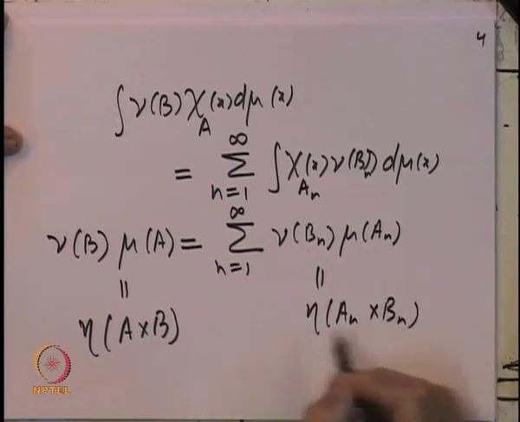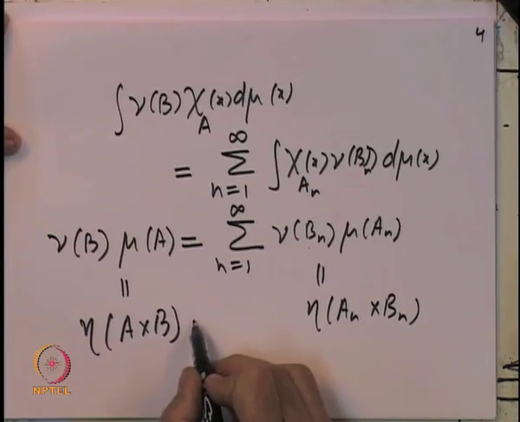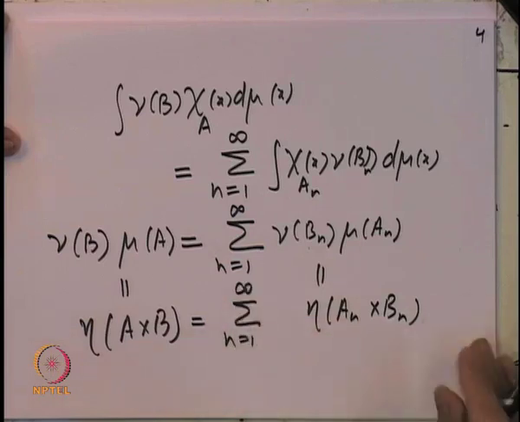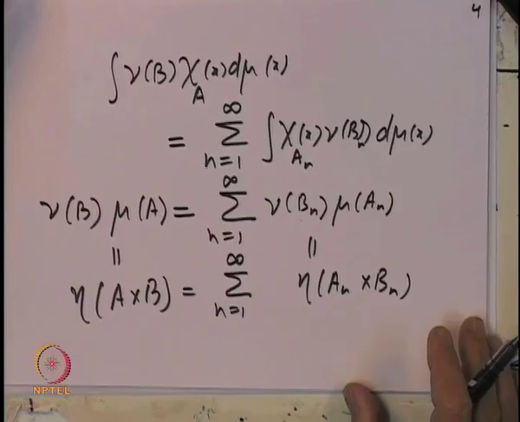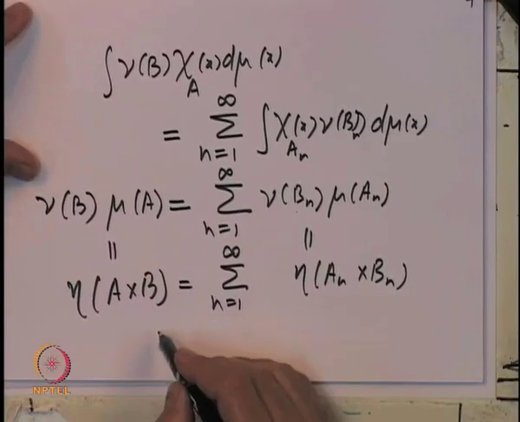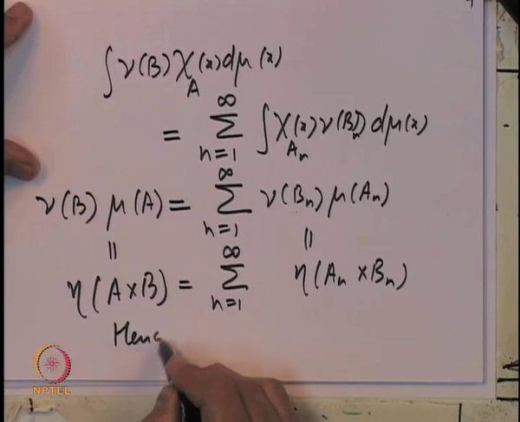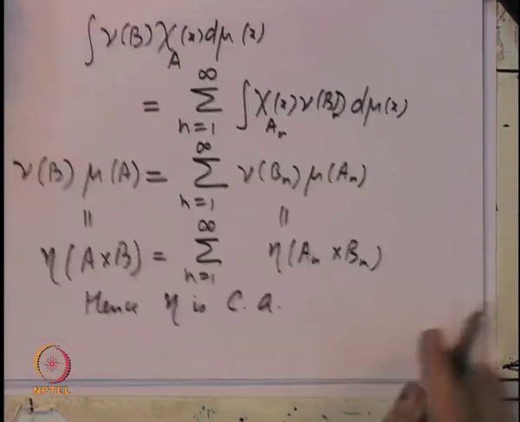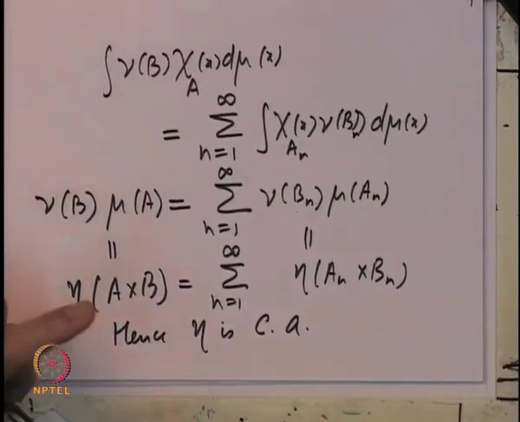So, what we get is eta of A cross B is equal to summation n equal to 1 to infinity eta of A_n cross B_n, and that proves that eta is countably additive. So, that proves that eta is a measure.